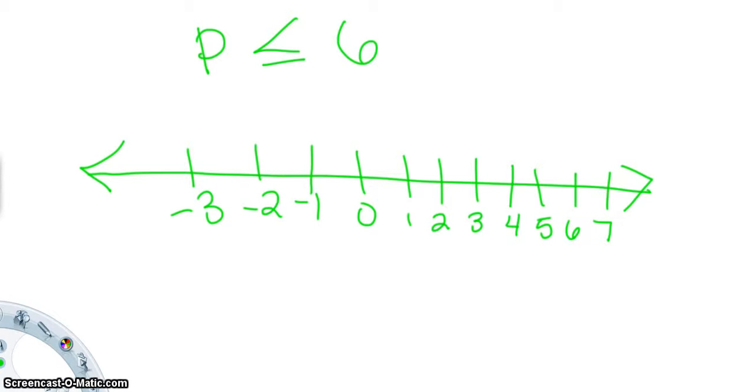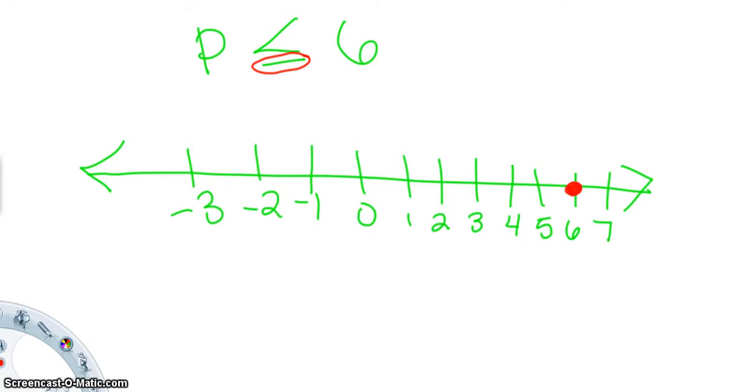So I'm looking at the number 6. Find the number 6 on the number line. We're here. Decide what type of circle we should have. Should it be closed or should it be open? Because I have the equal part here, I know I'm going to have a closed circle. So we make a closed circle at 6.